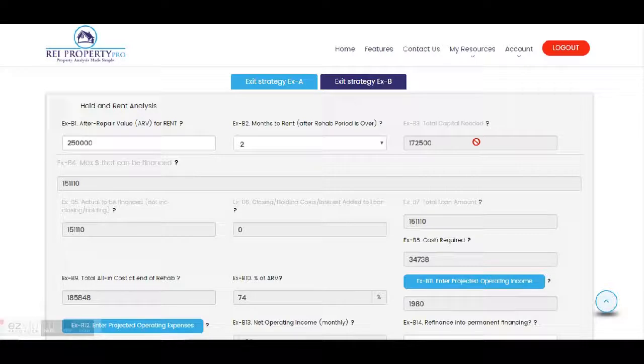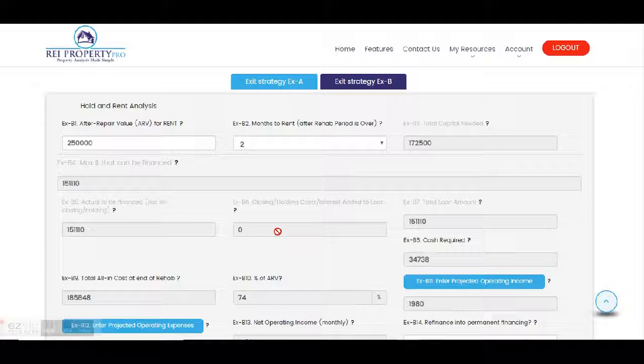You can see your total capital needed, the max dollar amount, and the actual to be financed. And then we're going to have our total loan amount here. Any closing costs or interest added to the loan will be placed here. Remember, we had the option to choose paying our closing costs and fees up front at closing, or on the back end when we sold the property, we chose upfront at closing. So that number here would be 0 because nothing is added to the loan.